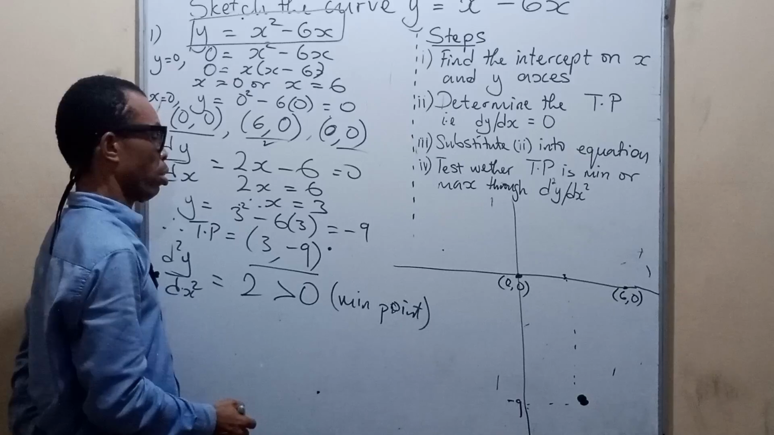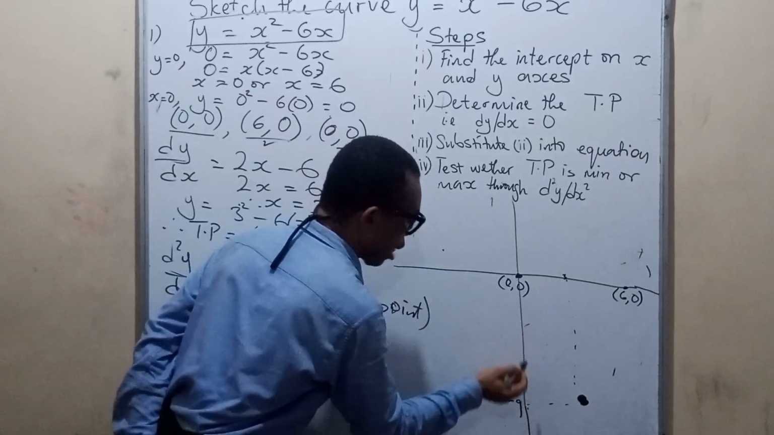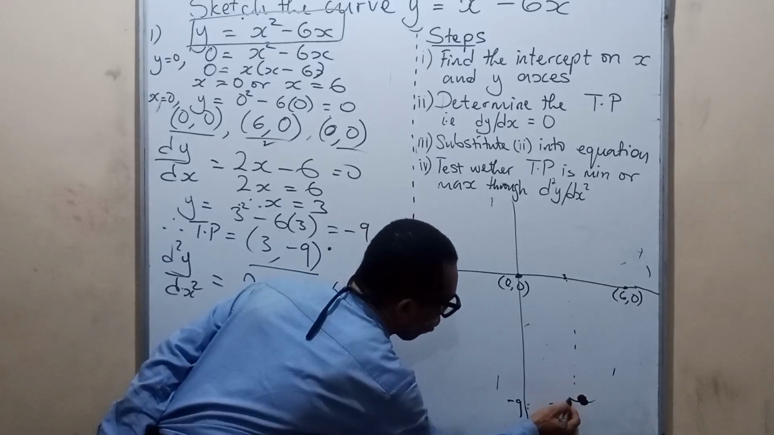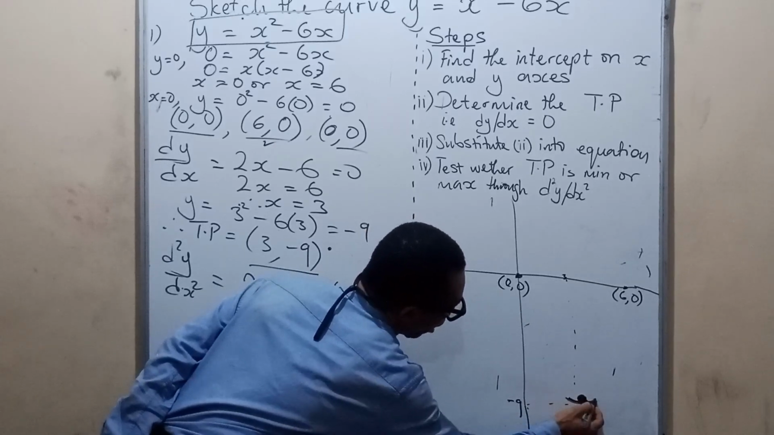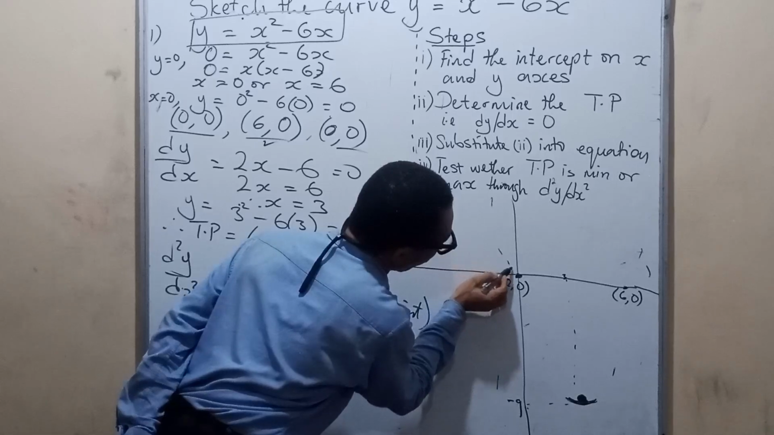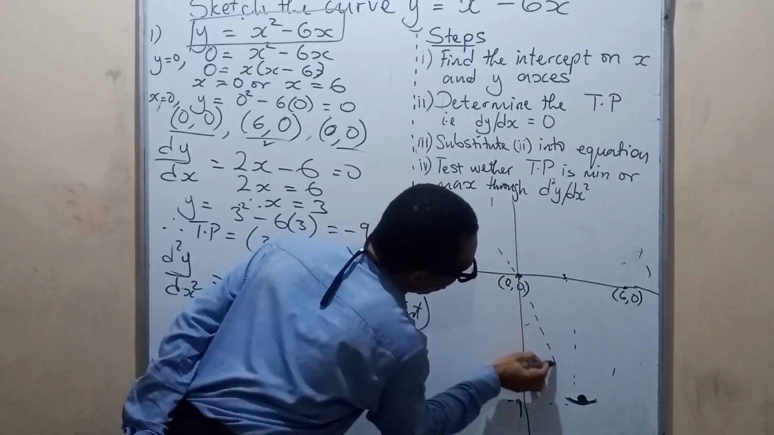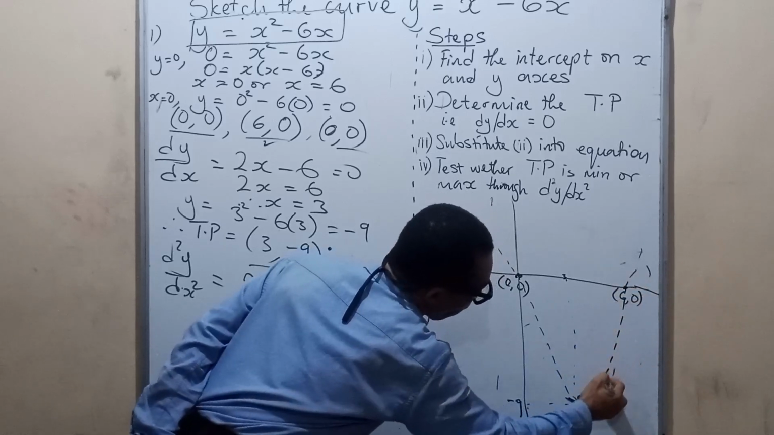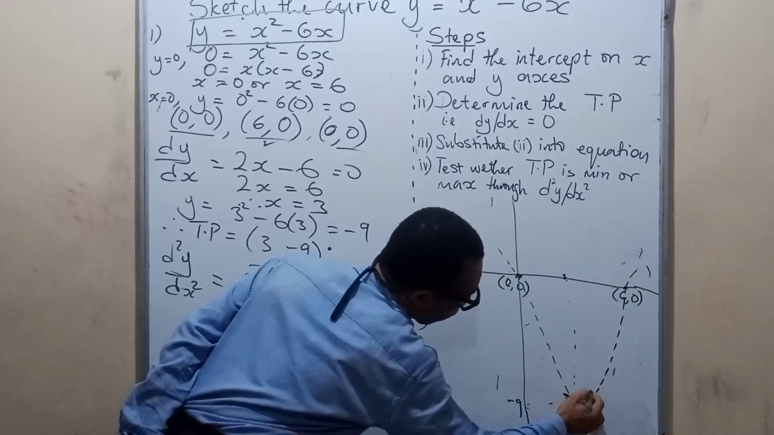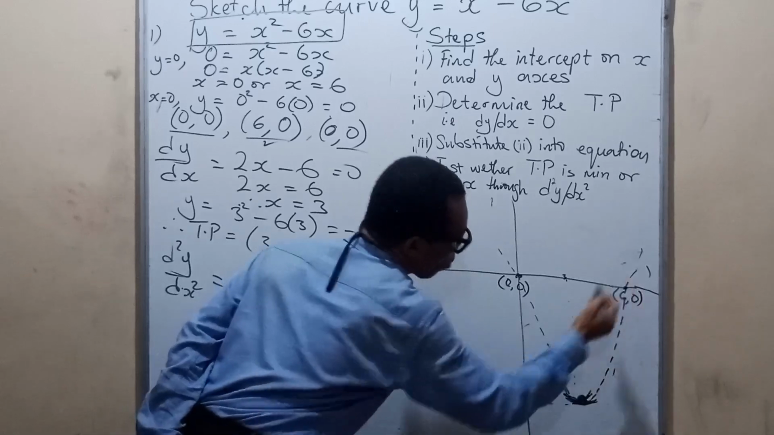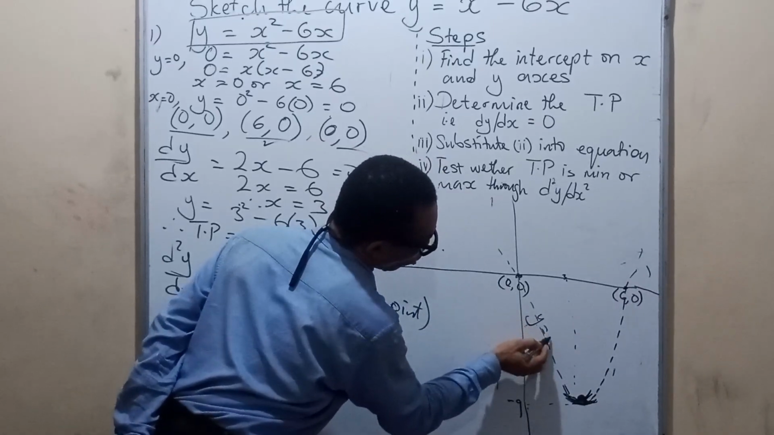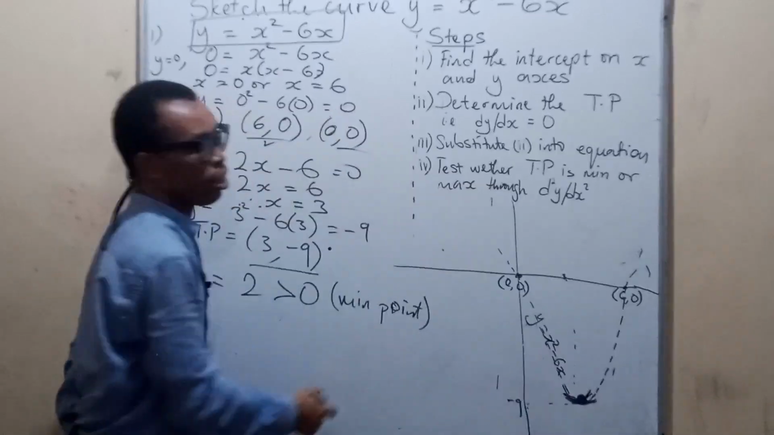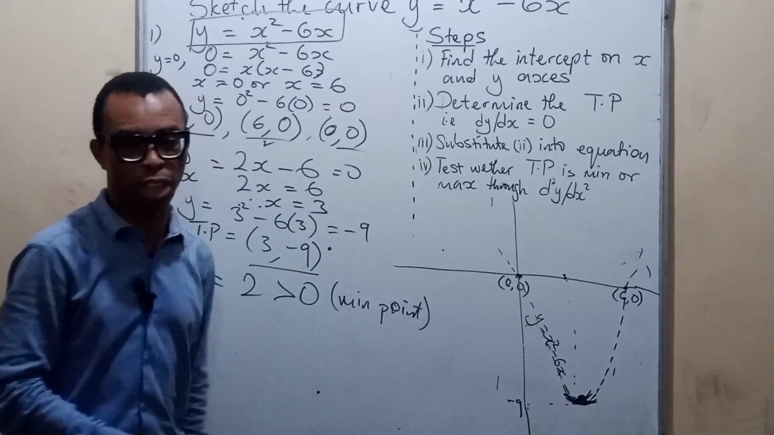I need to make it a curve. So the next thing is to join these 3 points. Remember, we said it's a minimum point. So that is where the curve is actually making a turn. So I'm coming from this side. And then, so right, y is equal to x squared minus 6x, and this is our graph, our curve sketched. Thank you.